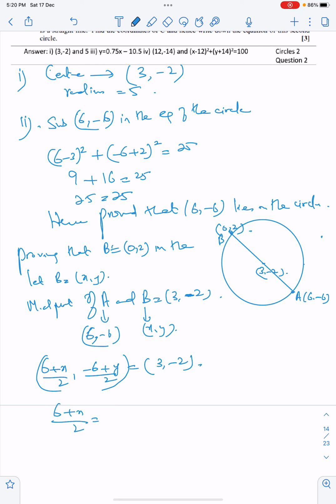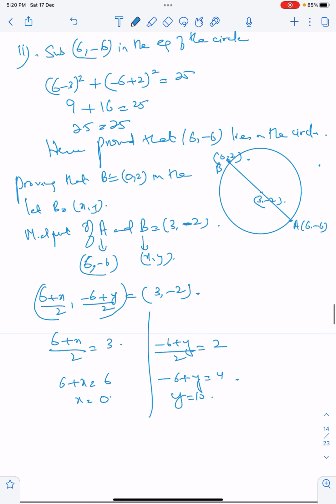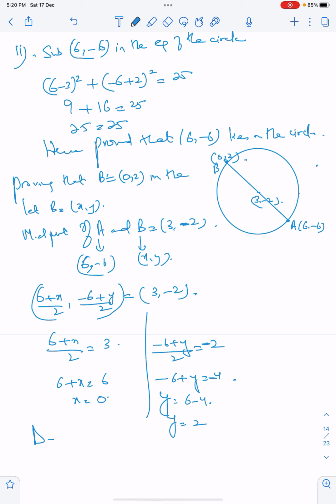6 plus x divided by 2 equals 3. 6 plus x equals 6, so x equals 0. Negative 6 plus y upon 2 equals negative 2, sorry, it's a negative 2 here. So negative 6 plus y equals negative 4, and this will become y equals 6 minus 4, which is 2. That's why B equals 0 comma 2. Proved.